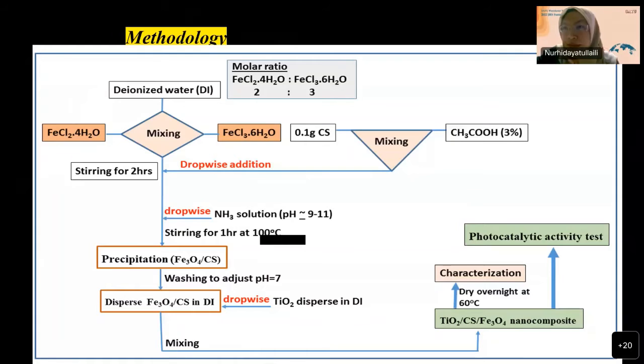The methodology is simple. We play around with the molar ratio of the precursors, the iron and the TiO2, using the sol-gel method. The produced catalyst will be characterized in terms of its physical, chemical, and morphological properties. And the photocatalytic activity will be evaluated with respect to the reduction of nitrophenol under UV light as well as under solar radiation.